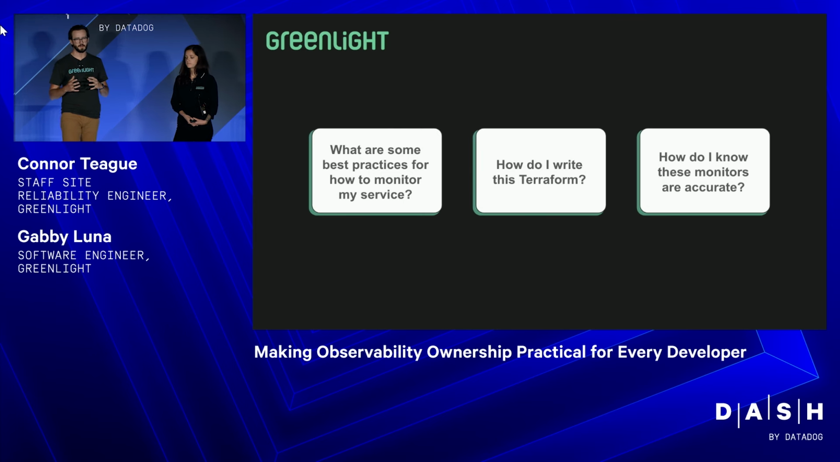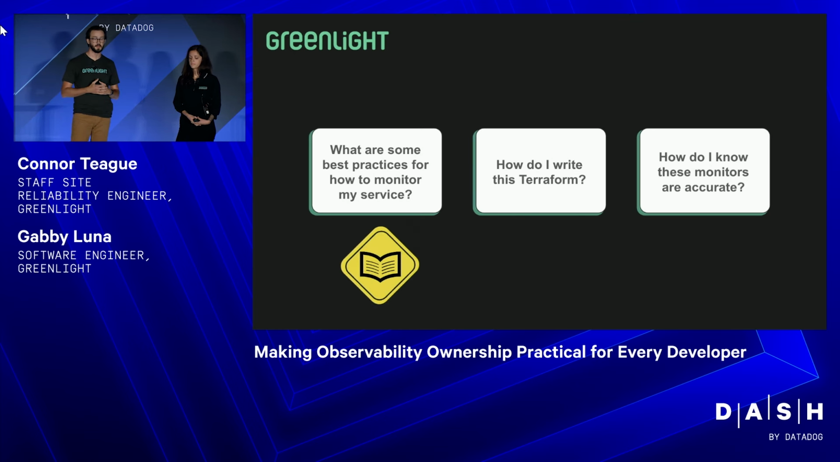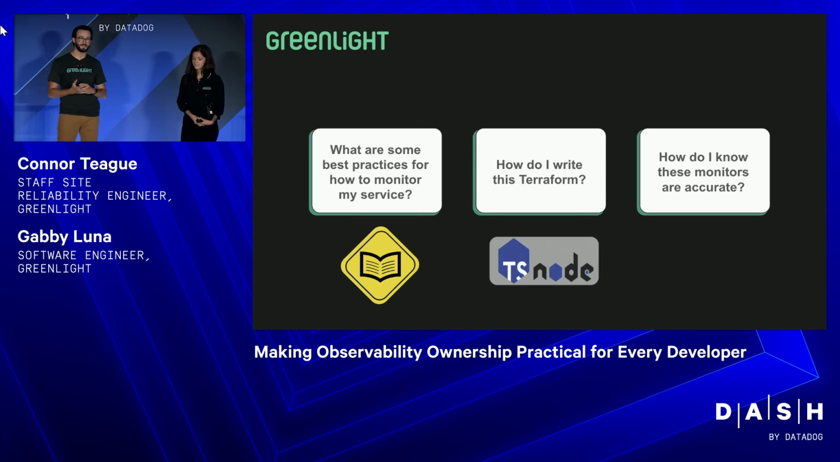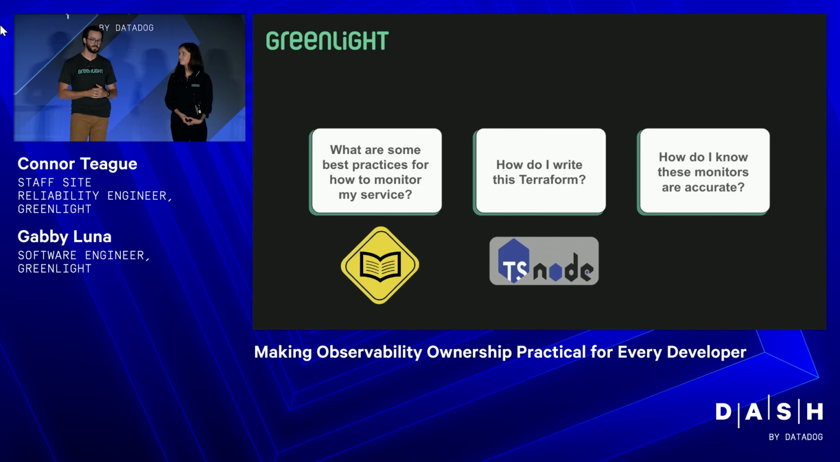So let's revisit those common questions that made us create Crosswalk in the first place. Number one, what are some best practices to monitor my code? Now, we're able to point our developers to the Crosswalk library as it's an easily understood node package. Two, how do I write this Terraform? Since our Crosswalk definitions are written in TypeScript, not Terraform, our developers already know how to write the code to define their monitors. And three, how do I know if these monitors are accurate?